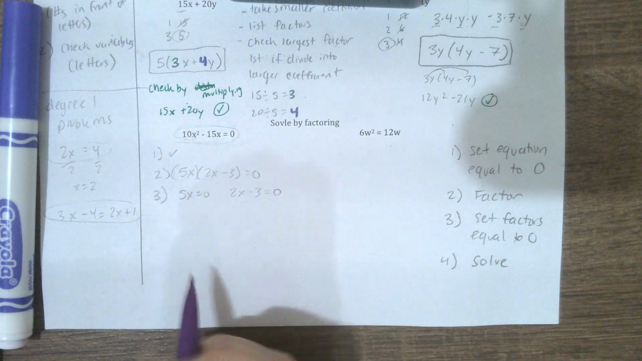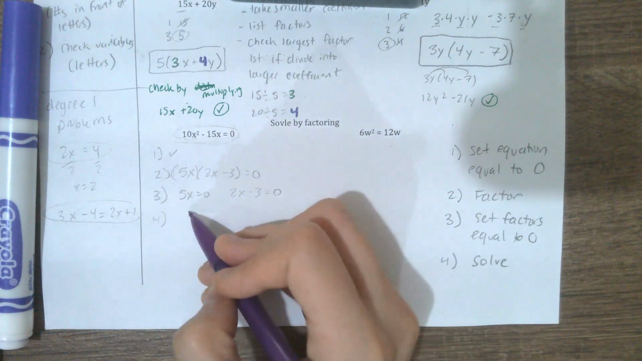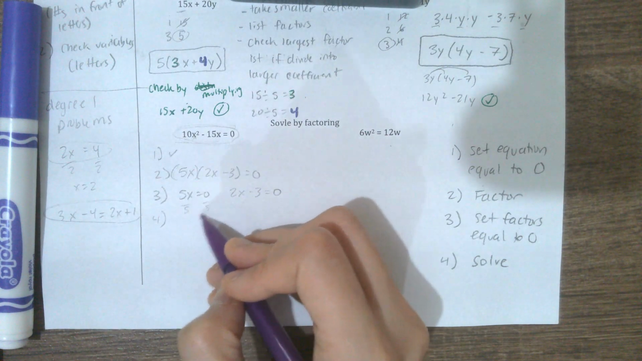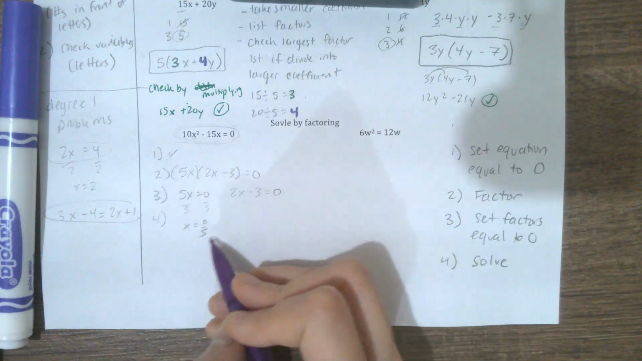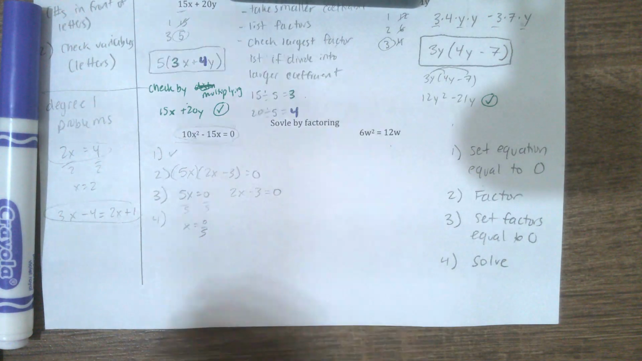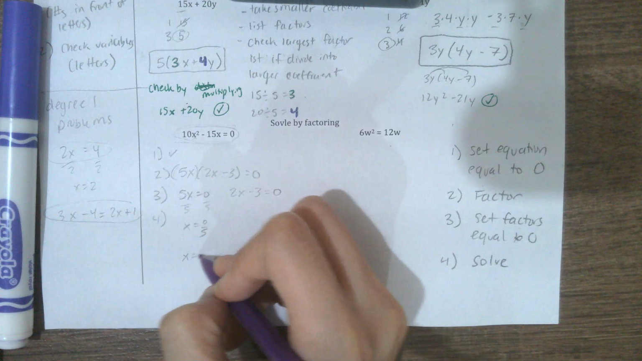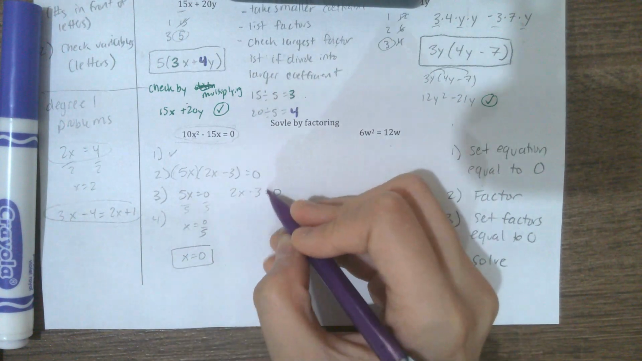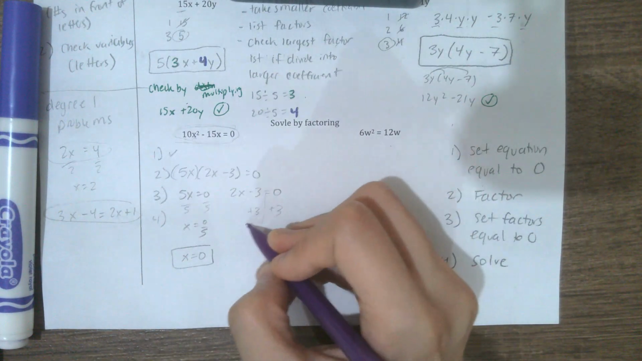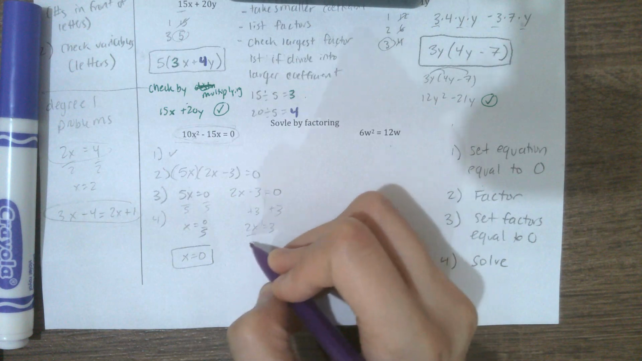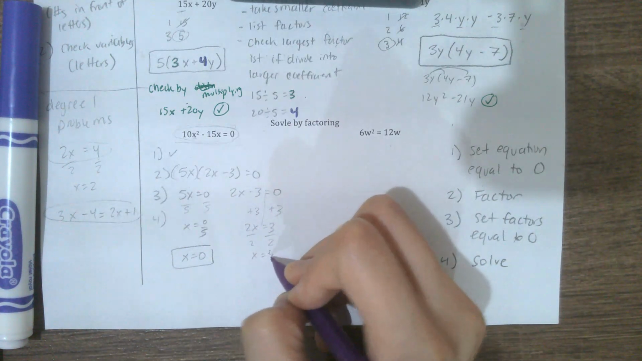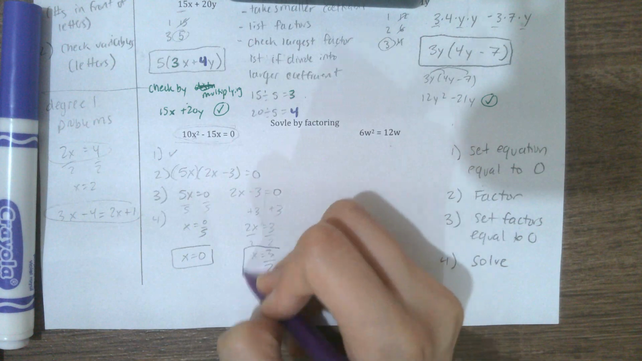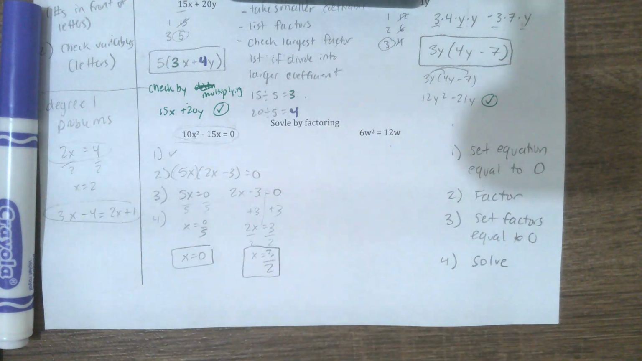So we set them both equal to 0 and now we need to solve. We divide both by 5, we get x equals 0 over 5. 0 over anything except for 0 is always 0, so that's the same thing as x equals 0. And then here, plus 3, we have 2x equals 3, divided by 2, x equals 3 over 2. These are our two answers.